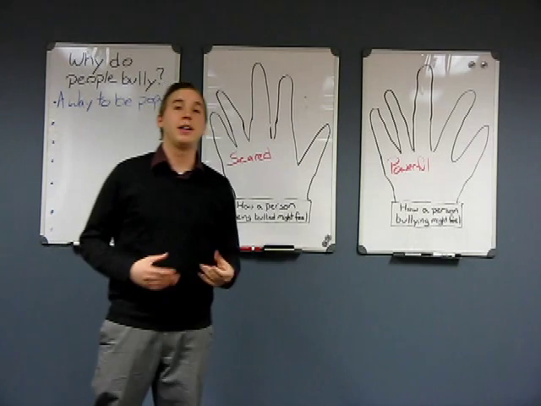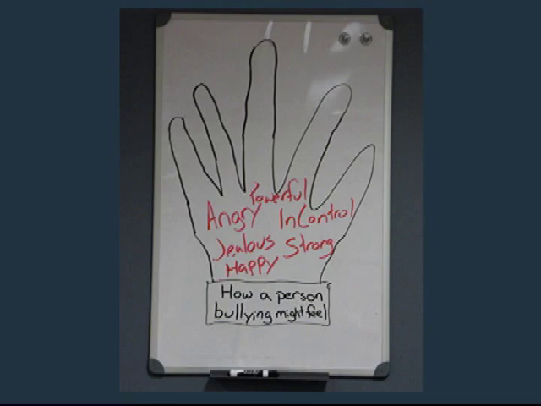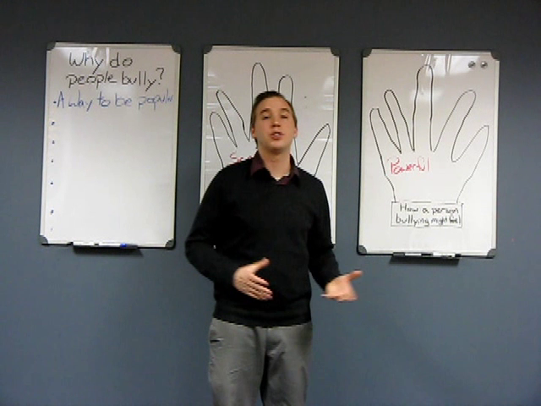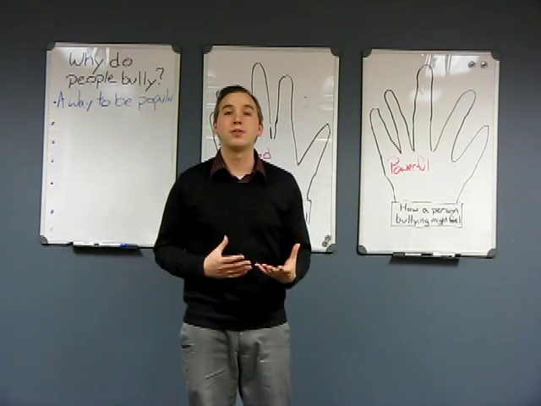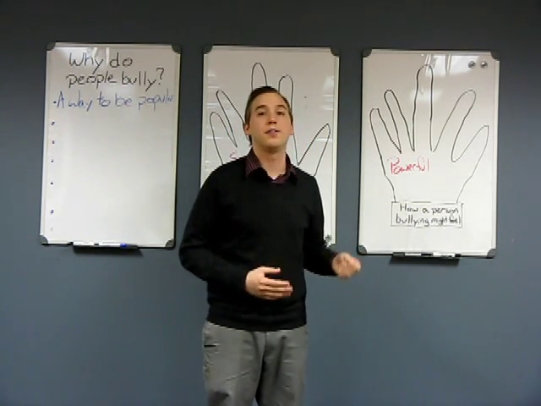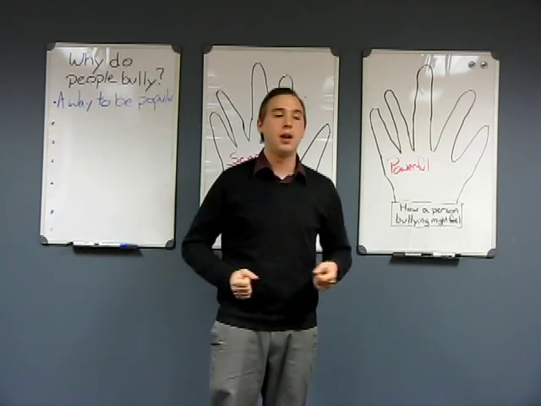After you spend a couple minutes on that, you're going to move on to your second hand. And this is how a person who's bullying may feel. And this one might be a little bit harder for them to understand. So you want to start off with an example such as, a person who's bullying may feel powerful. Again, you want to brainstorm and you really want to compare and contrast the difference between a person who's being bullied and a person who's bullying and how they feel.